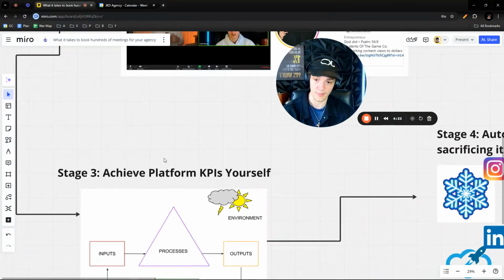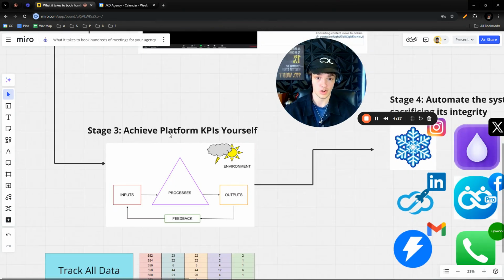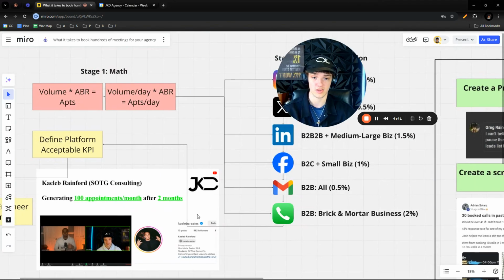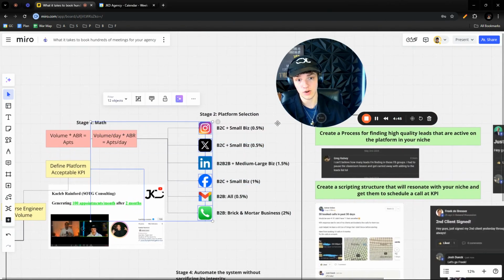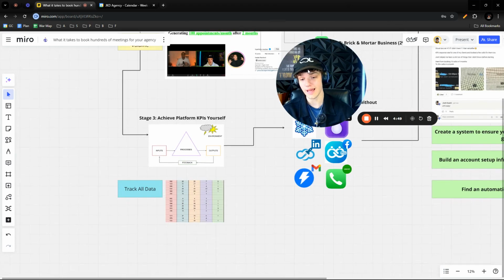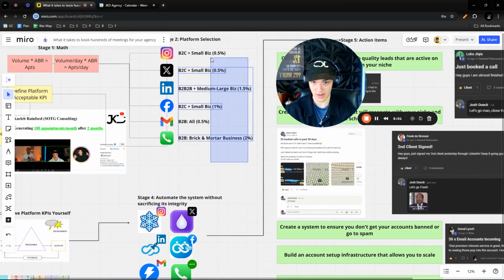But the next step is step 3, okay, and that is achieving the platform KPIs, right? So essentially, what this means is you need to actually go run this system yourself. You need to use these platforms yourself, and your primary goal to start is to get these metrics yourself. What that means is you're going to have to track all of your data. You're going to have to track exactly how many messages you're sending, exactly how many replies you're getting, and exactly how many appointments you're booking from that. Because only then are you going to know exactly what your KPIs are.